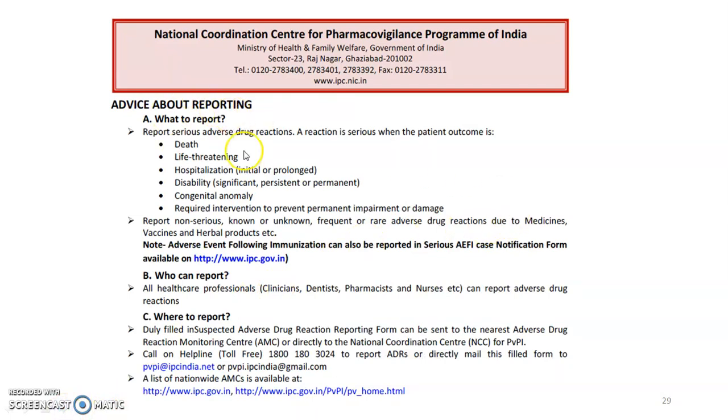Then, as I discussed, we can report all serious adverse drug reactions, and this is a reporting page taken and released by the Ministry of Health and Family Welfare, Government of India, from Ghaziabad. Here they clearly say that you can directly find any particular information on the website. You can report everything, like if the patient has died, hospitalization, disability, congenital abnormality, or any interventions which lead to permanent damage. You can report non-serious reactions, unknown reactions or known reactions, or any rare ADR to medicines. You can directly call and report it.